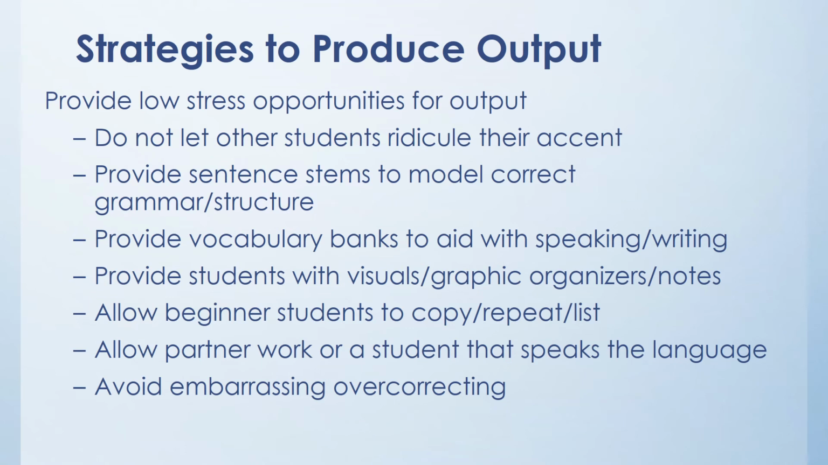So earlier we talked about that language acquisition happens when teachers provide those low stress opportunities for output. We want to make sure that the students are using the language not just in reading and writing, but also in speaking. And we want to make sure that the teachers have an environment that supports the students and doesn't ridicule students. So number one, do not let other students ridicule their accent. Provide those sentence stems to model correct grammar and structure for the student.